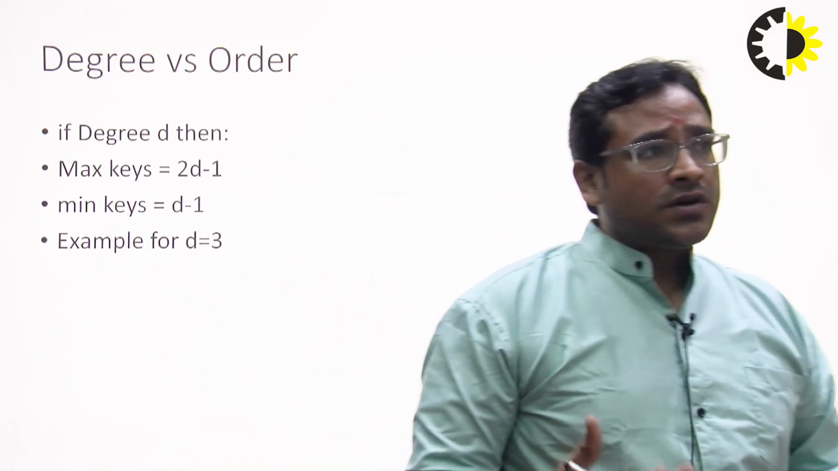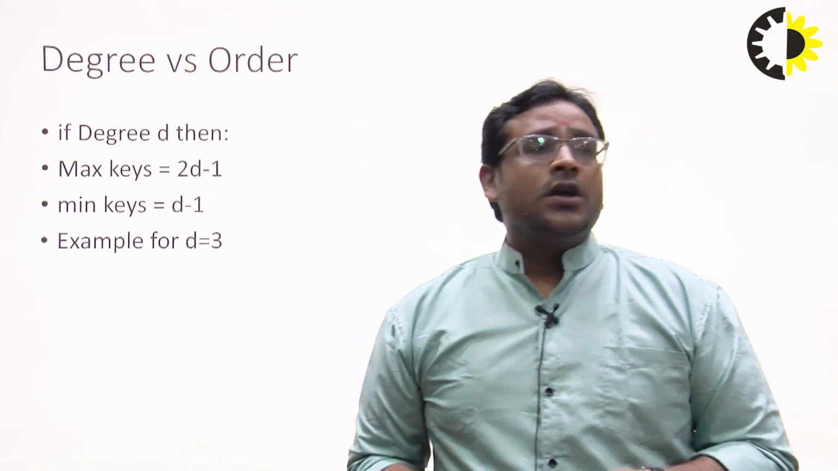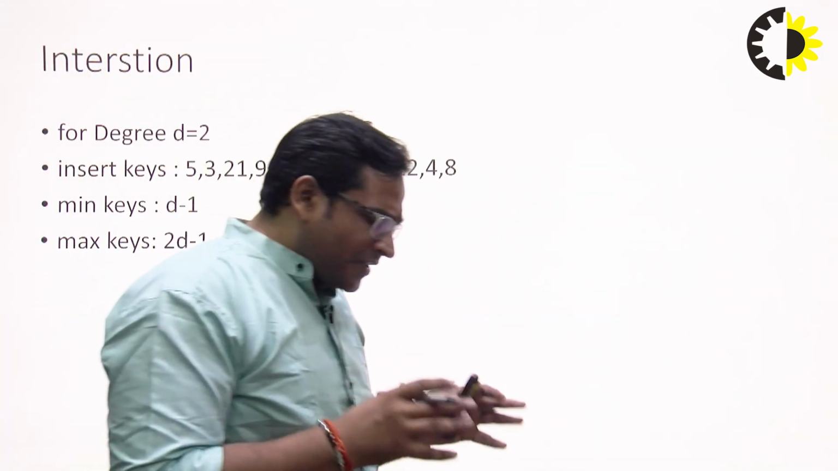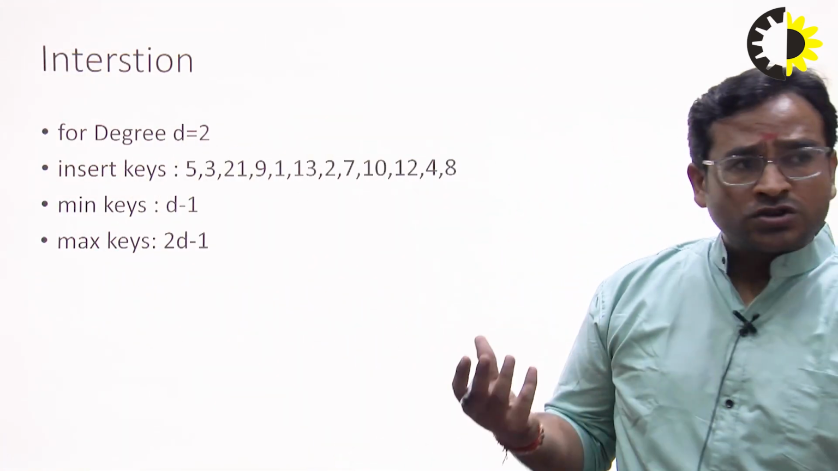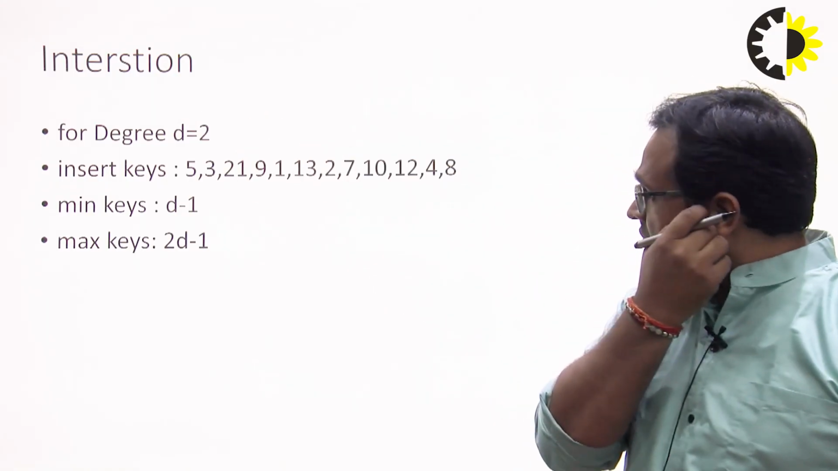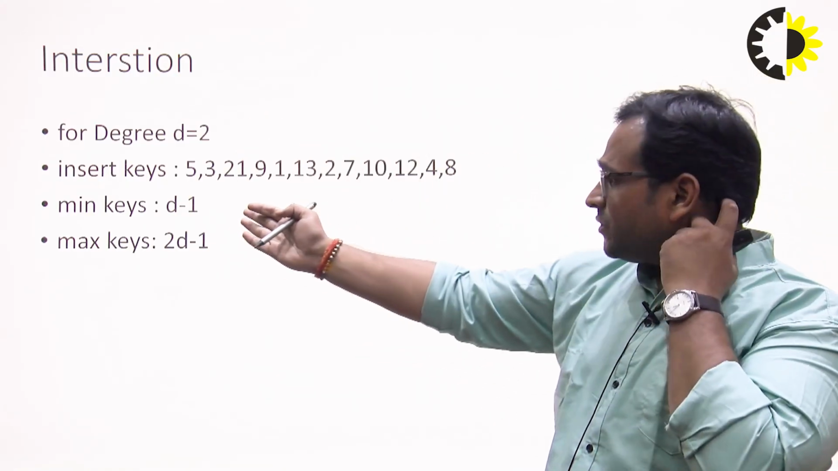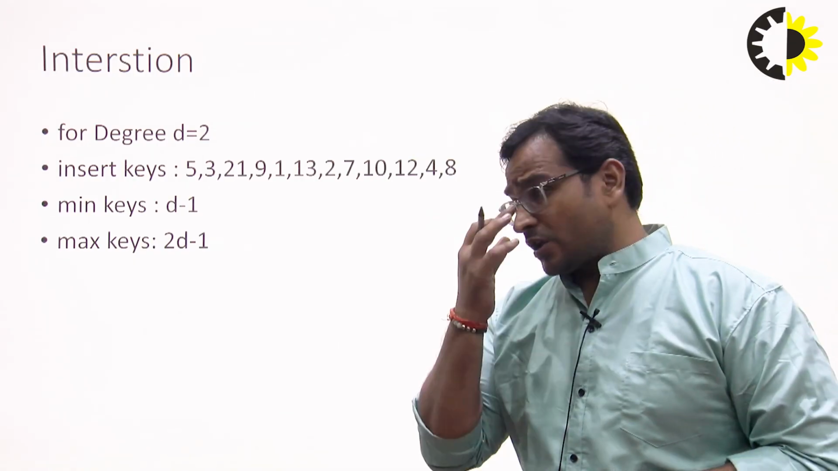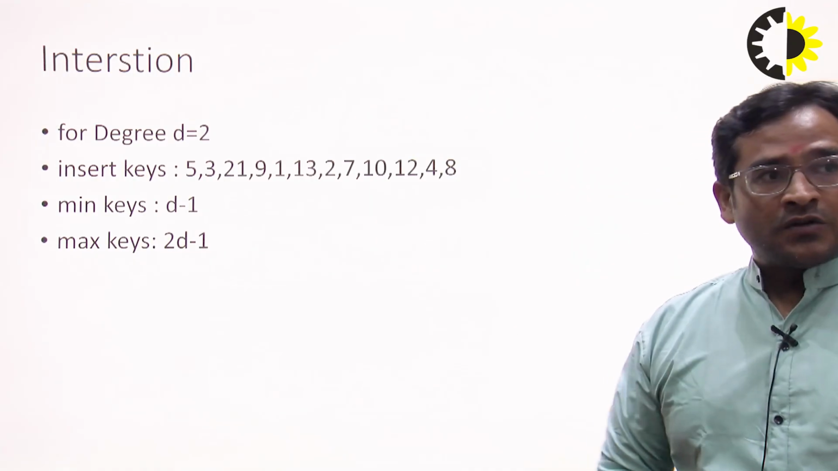In this we also discussed the degree. So today I'm going to discuss insertion and deletion. In front of you, you can see a question: degree d is equal to 2, and the insertion keys are these. The minimum number of keys is d minus 1 and the maximum is 2d minus 1. It was already discussed in the last class. I'll take an example one by one.